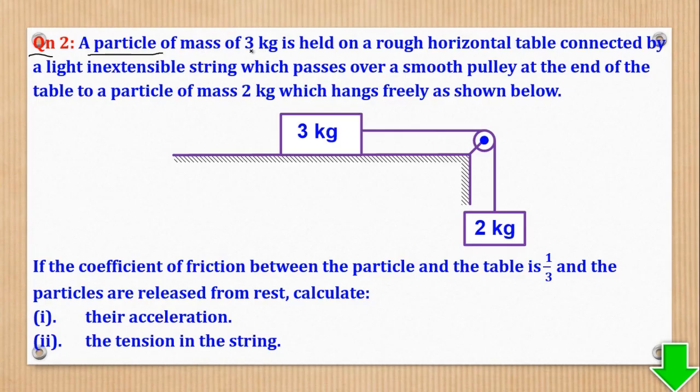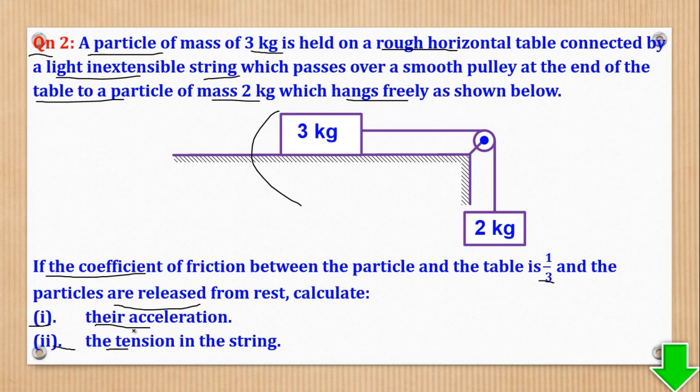So a particle of mass 3 kilograms is held on a rough horizontal table, connected by a light inextensible string which passes over a smooth pulley at the end of the table to a particle of mass 2 kilograms which hangs freely as shown. If the coefficient of friction between the particle and the table is 1/3 and the particles are released from rest, calculate (i) their acceleration, and (ii) the tension in the string.